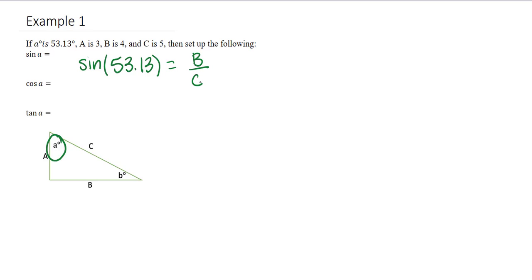Now what's B over C? Well, B is 4, and then C is going to be 5. So let's go ahead and put that in. So this all becomes sine of 53.13, which is equal to 4 over 5. Now let's see if these are equal to one another. We're not actually solving for anything, but I'm just trying to show a connection here.